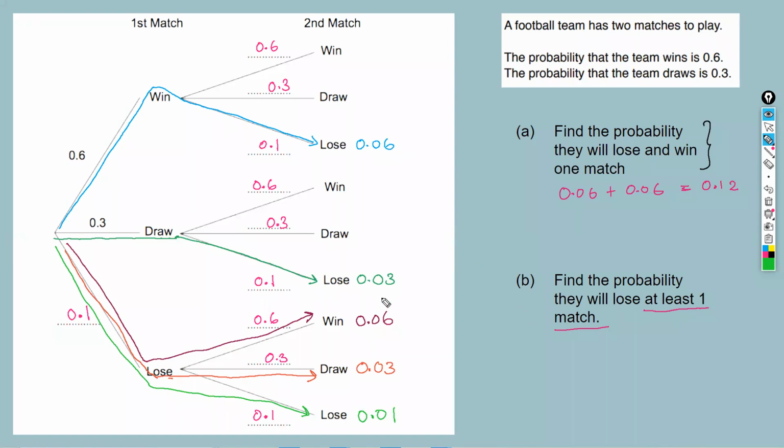So add up all of these values now, all of these vertical values. 1, 2, 3, 4, 5. Let me add them up here. 0.06 plus 0.03 plus 0.06. I'm going to mess it up. 0.06 plus. I get 0.19 for my final answer.